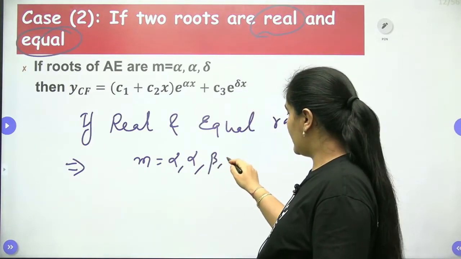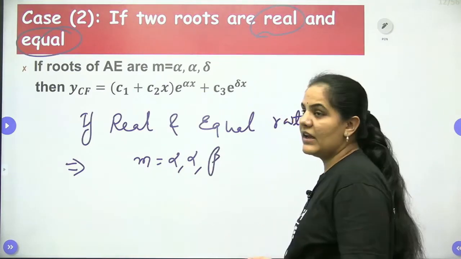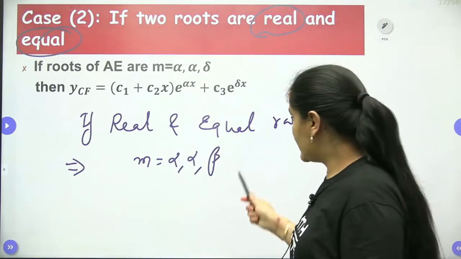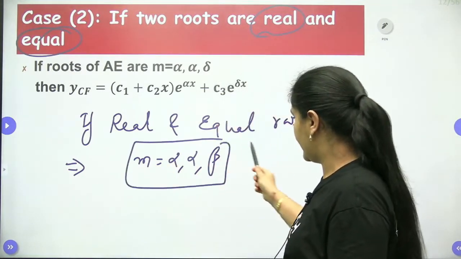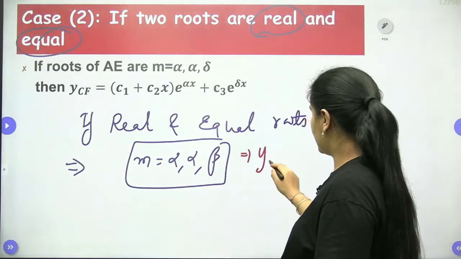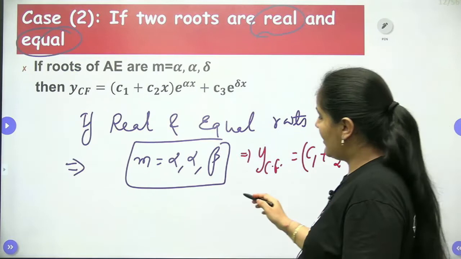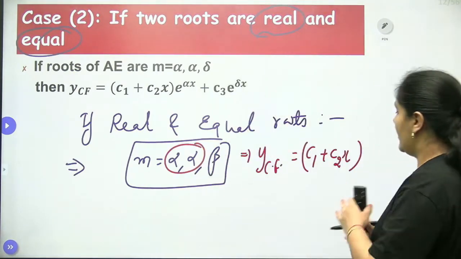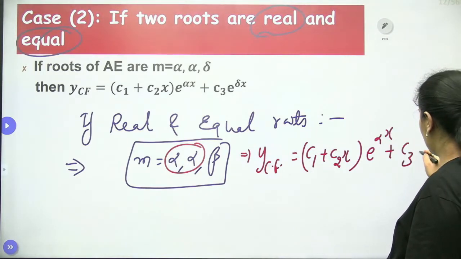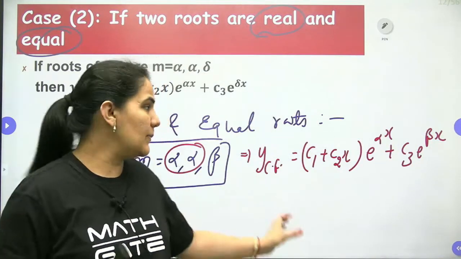Or you can write beta. Let me write down the first form: alpha, alpha and beta. Suppose we are having 3 roots, and that will be alpha, alpha and beta, meaning 2 roots are equal and one is different. So what will be the CF in that particular case? The CF will be C1 plus C2x for each and every equal root. We have to write like this only: C1 plus C2x e to the power alpha x plus C3 e to the power beta x. Is it clear? For each and every equal root, we will proceed like this only.